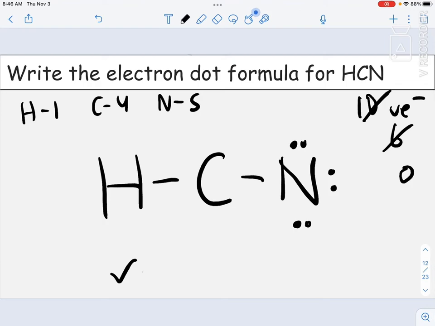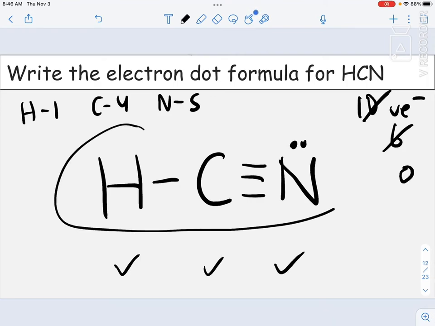Hydrogen's happy, carbon is not happy because it needs 4 more because it only has 4 right now. Nitrogen is happy. So what are we gonna do? We're gonna take 4 electrons from nitrogen. So I'm gonna take it from the right-hand side and the bottom, and we're gonna use those 4 electrons and we're gonna create a triple bond. So now if we do another happiness check, we're gonna see that everybody's happy. Hydrogen's happy, carbon's happy, and nitrogen's happy. This is the correct answer, okay?